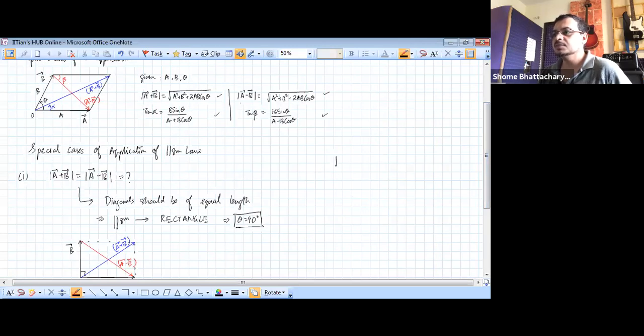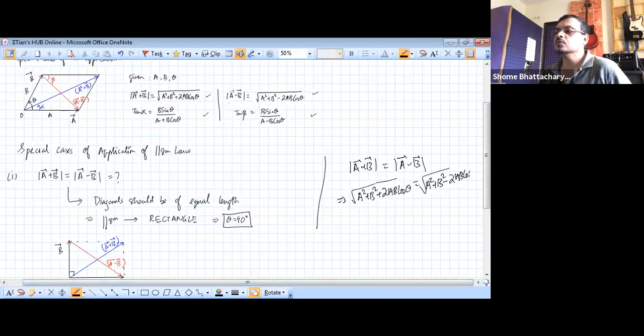If you go by the algebra method, you will see that mod a plus b equals mod a minus b. You can also understand it algebraically, that root of a square plus b square plus 2ab cos theta is equal to root of a square plus b square minus 2ab cos theta. Then square both the sides and solve this. So you get cos theta is equal to 0, which means theta is equal to 90 degrees.